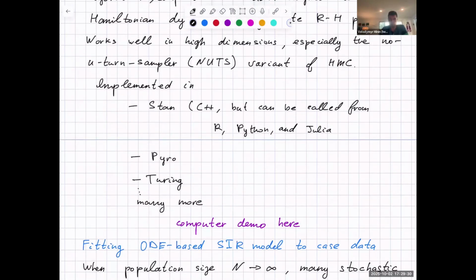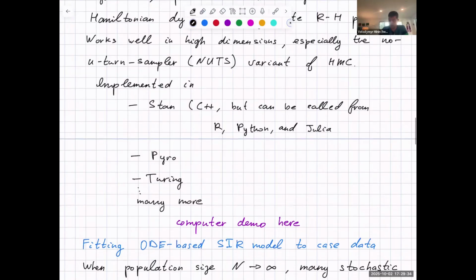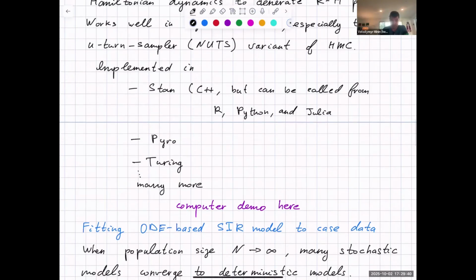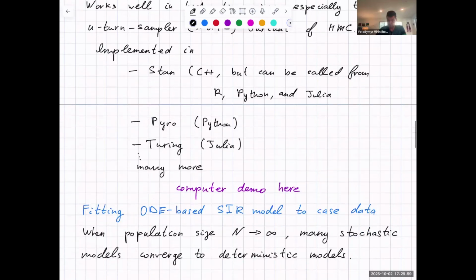Since a lot of you are coming from the mathematical community, you're probably familiar with Julia more than others. Julia is a relatively new scientific programming language, designed to be about as fast as C++, but as easy to read and write as Python, or R, maybe. Maybe Python is a better analogy. Pyro is another implementation in Python. Turing is a native implementation in Julia. Actually, my research group is using Turing a lot, and a little less Stan right now, but we still use Stan.